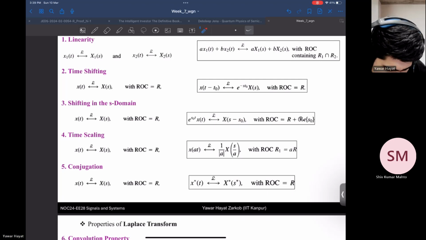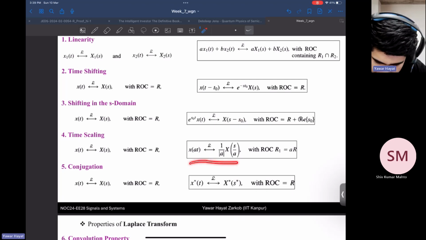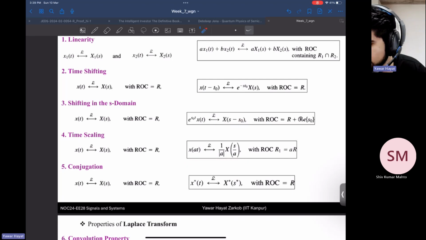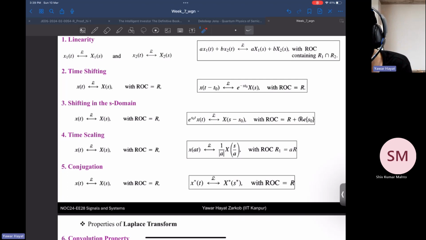Then we have time scaling. The result is familiar to the one we saw in the Fourier transform. Notice the ROC changes in time scaling. The new ROC would be R1, given by a times R. So in a way, the region of convergence also scales, apart from the Laplace transform.